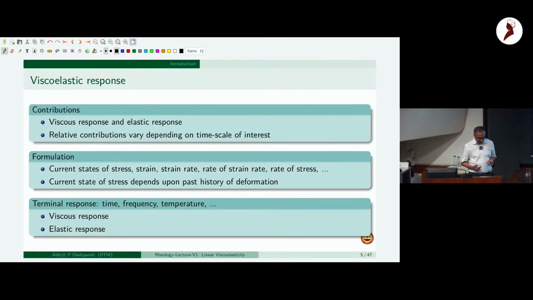And what we are doing in viscoelasticity is looking at both combinations, and there are relative contributions, right? And these relative contributions would depend on the time scale of our examination.